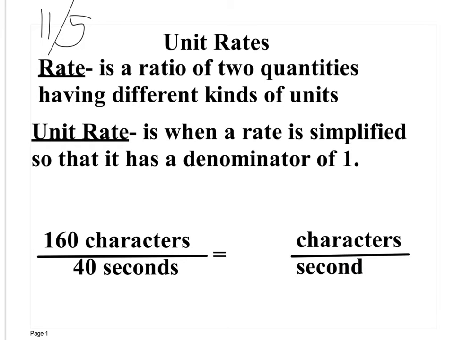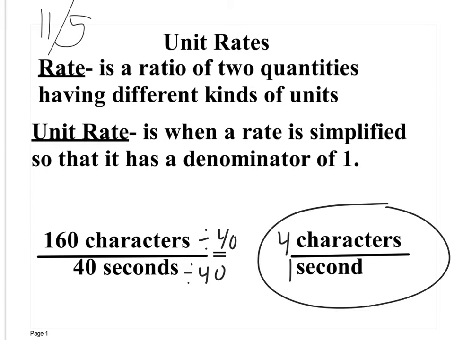Well, what I do is I just divide both numbers by the denominator. So I divide both of these by 40. 40 divided by 40 is 1. That gives me the per second. Per second, so that's what I want. And then I just do 160 divided by 40. Comes out to 4 characters per second. So the guy that was typing had a unit rate of 4 characters per second.